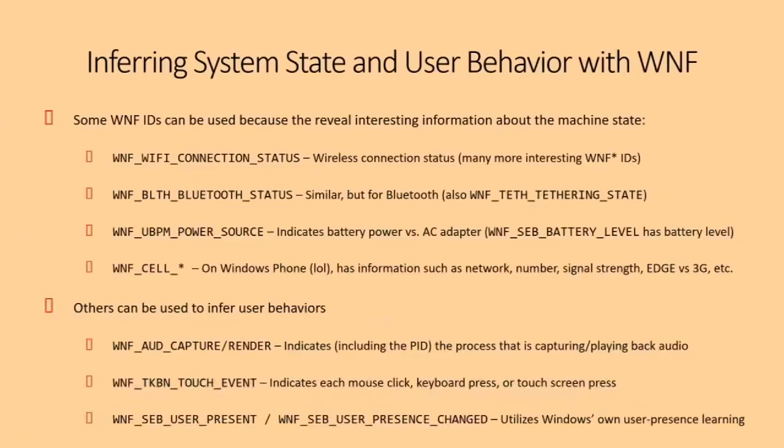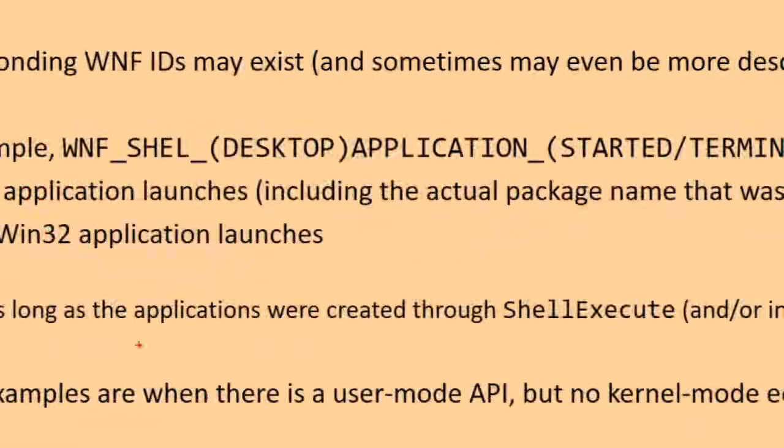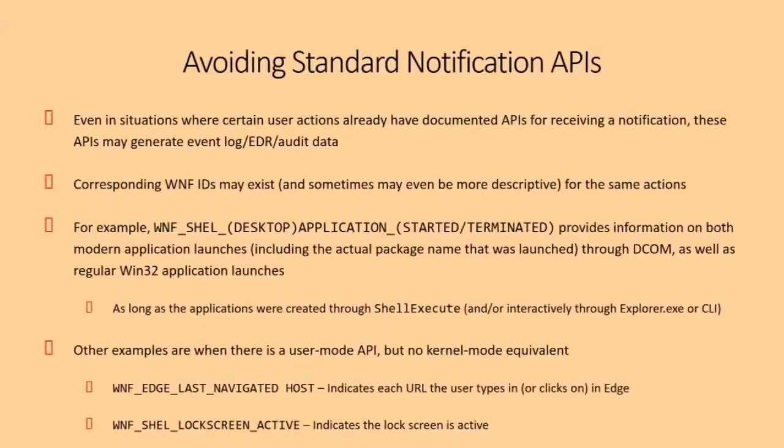So these are all things you could already do, but now you have a simple way of just registering for an ID that tells you when these things happen. There's also things that there's already APIs for. Like there is an API to get notified when a process gets started. Everyone knows about PsSetCreateProcessNotifyRoutine. But did you know that there's a WNF shell desktop application started, WNF shell application started and terminated, that if you listen for these events, you will get the name and or the package name and the path of every single process creation and destruction, as long as it's done through ShellExecute? So sure, you won't get non-shell based launches, but it's a nice way to get most interactively launched applications without calling any other API.